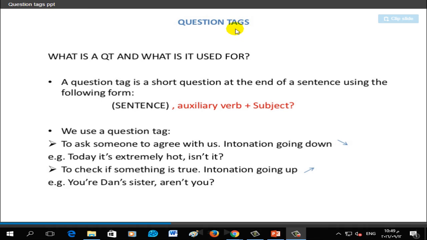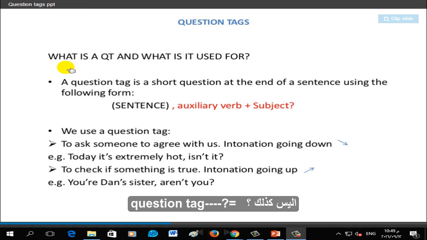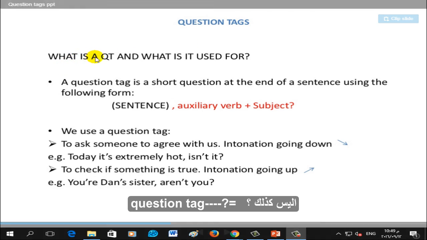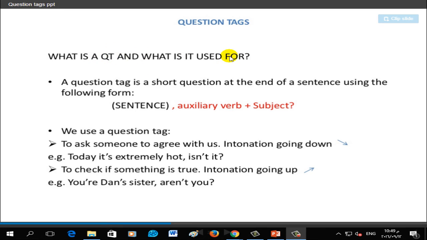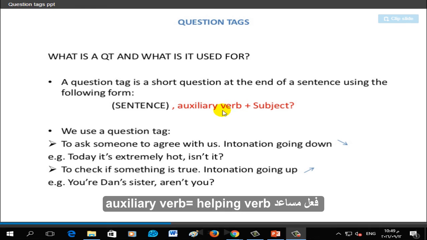Question tags. What's a question tag and what's it used for? A question tag is a short question at the end of a sentence using the following form: sentence, auxiliary verb, helping verb plus subject. The question tag is a short question added at the end, using the auxiliary verb from the sentence and the pronoun of the subject.